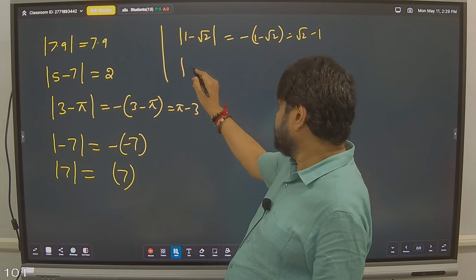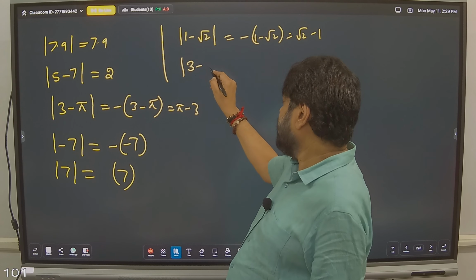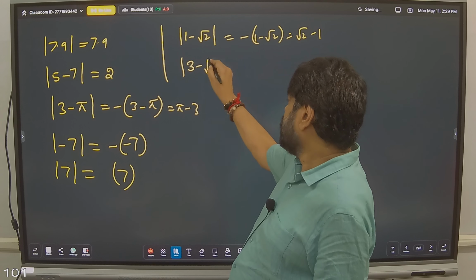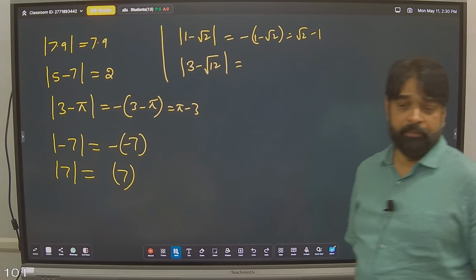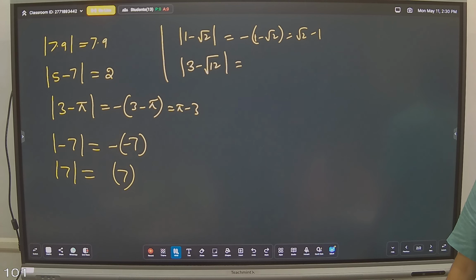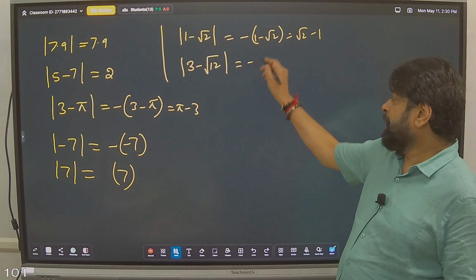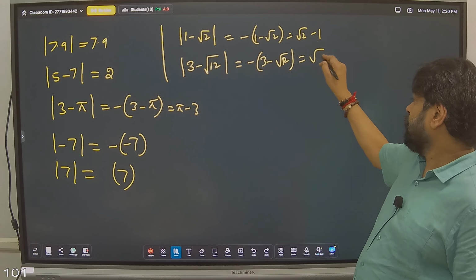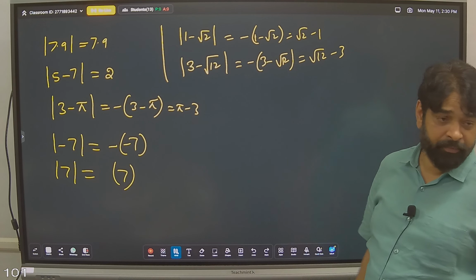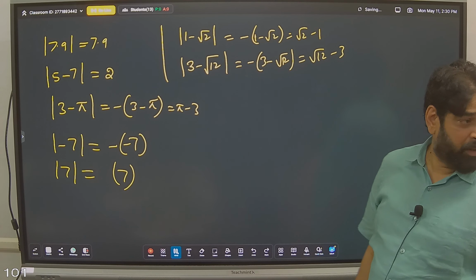Mod of 3 minus root 12. Speak out. Minus of 3 minus root 12, or plus of 3 minus root 12? Minus of 3 minus root 12. Are you getting my point? So root 12 minus 3. Understood?